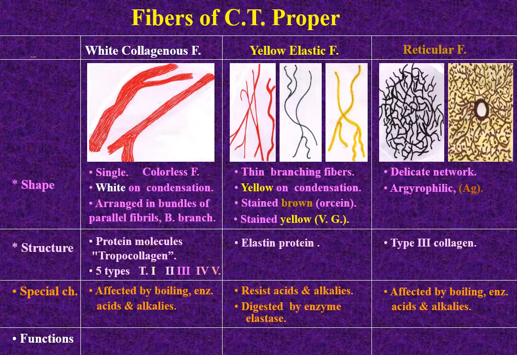Functions. White collagenous fibers give the tissues strength and rigidity. On the other hand, yellow elastic fibers provide the tissues with the power of stretch and elasticity. Reticular fibers form the stroma of organs like liver, lymph nodes, and spleen.